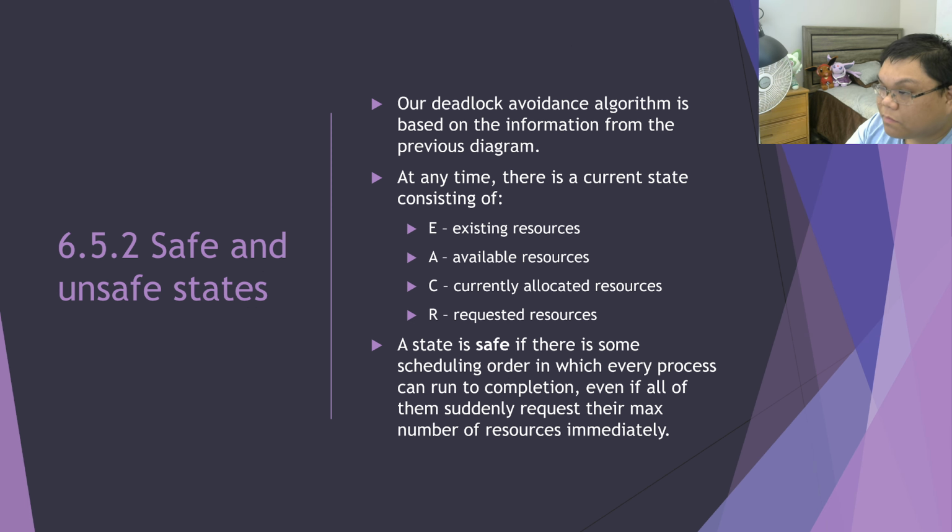Anyway, we're going to look at our deadlock avoidance algorithm. It's going to be based on the information from the previous diagram. At any time, there is a current state consisting of four things: the existing resources, the available resources, the currently allocated resources, and the requested resources. A state is safe if there is some scheduling order in which every process can run to completion, even if all of them suddenly request their maximum number of resources immediately.